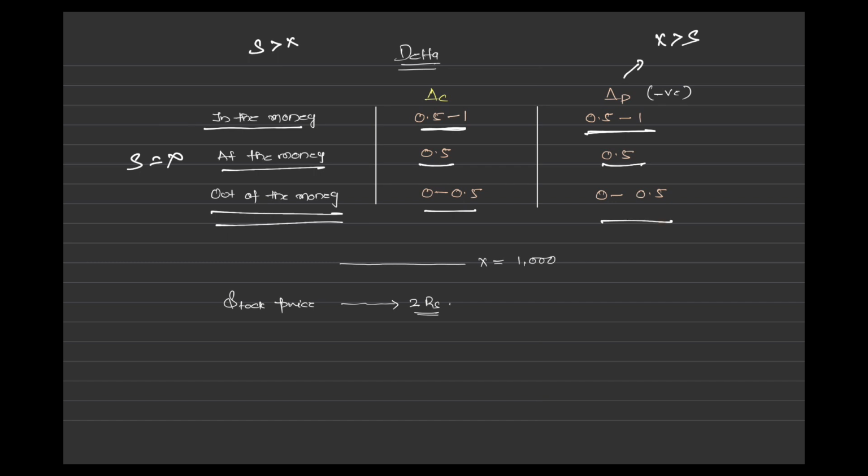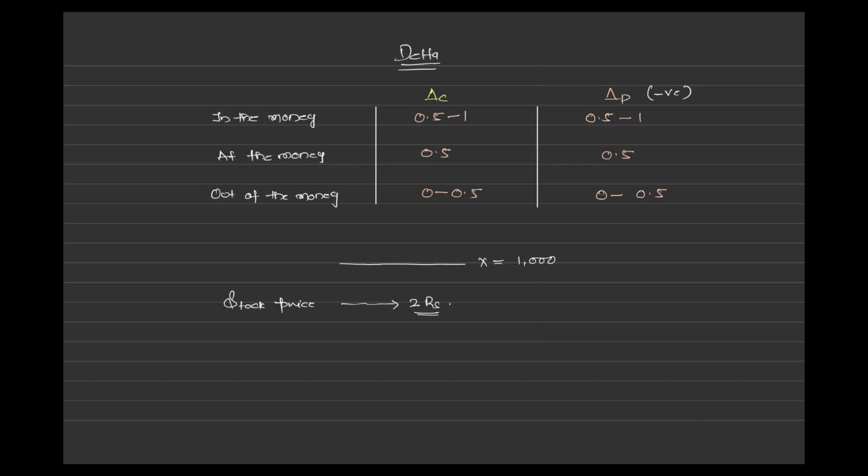I am not respecting the negative sign, but if you respect the negative sign, this will become 0 to negative 0.5, this will become negative 0.5 to negative 1. Okay. Now, let's understand. This is the exercise price.